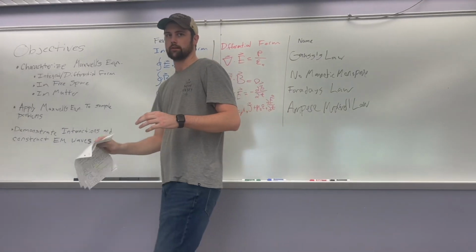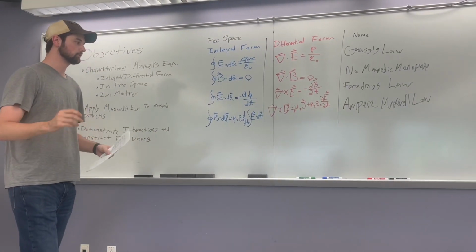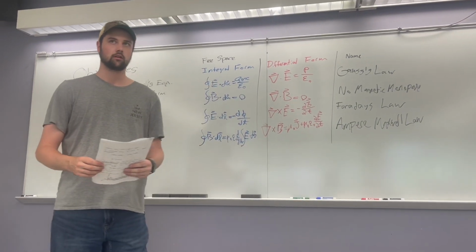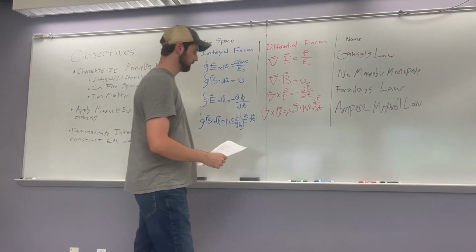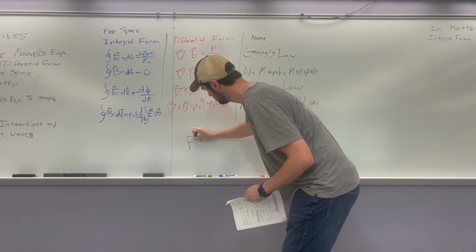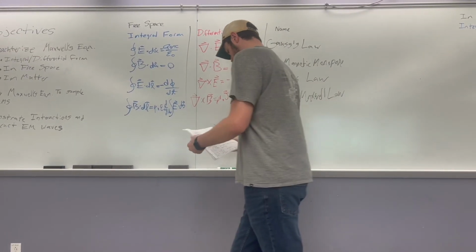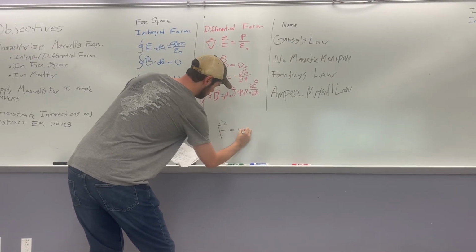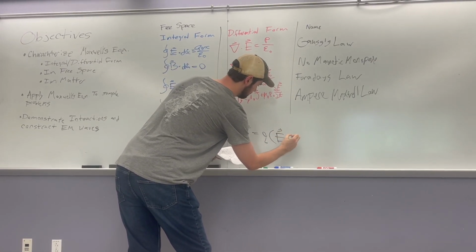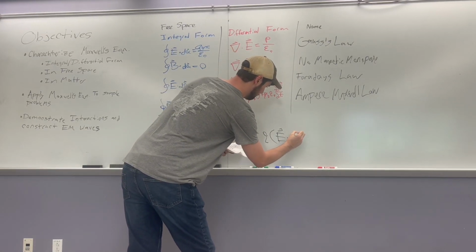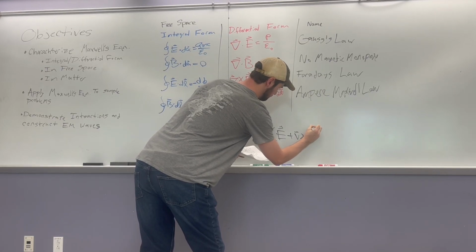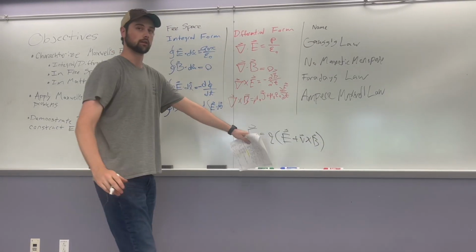Now, if we combine this with what is called the Lorentz force law, which tells us the force of a field, and it reads as follows: force is equal to Q times E, the electric field, plus v cross B. We combine Maxwell's equations with the Lorentz force law.